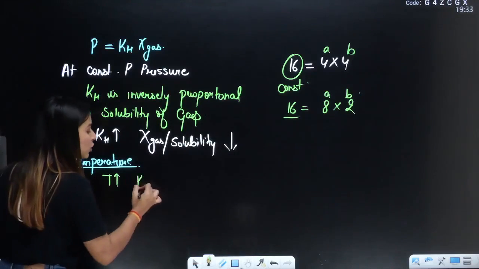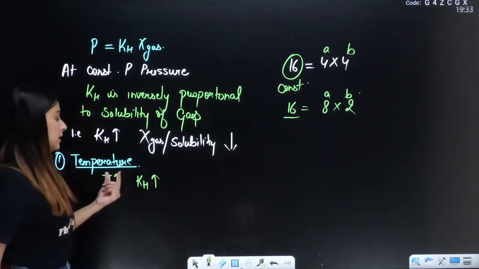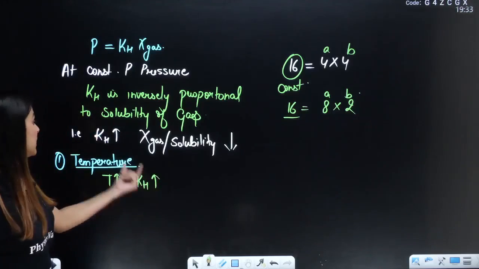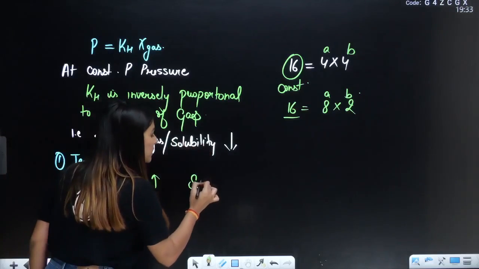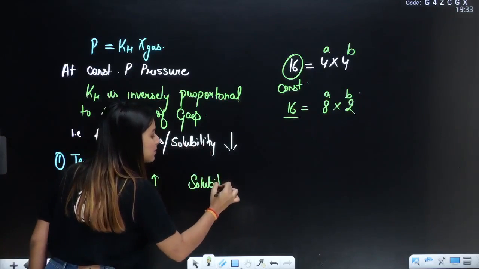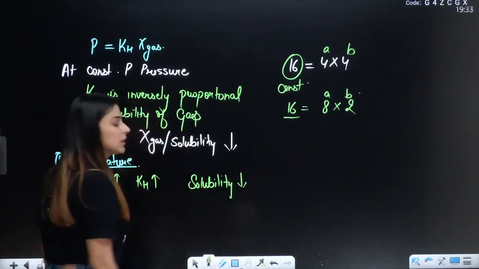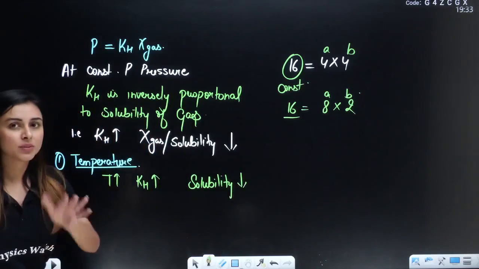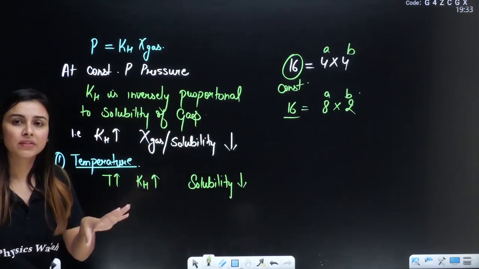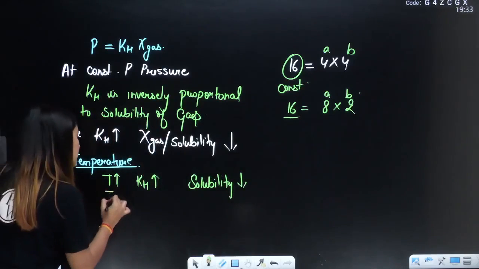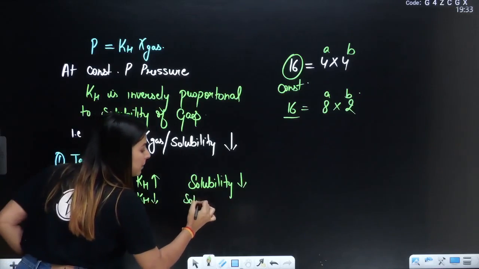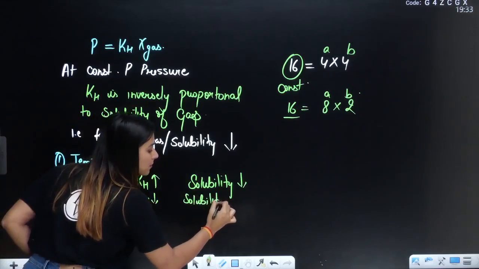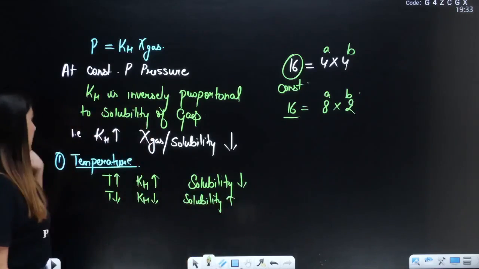So ma'am, Henry's constant will increase. If Henry's constant will increase, then solubility will decrease. So ma'am, solubility will decrease. Right? I hope this is clear with you. I hope you don't have any issue with it. If you decrease the temperature, your KH value will decrease and your solubility will increase. Okay? Yes. This is clear.